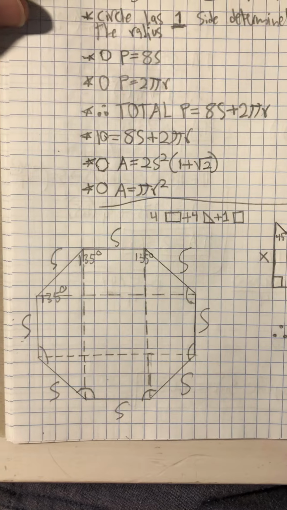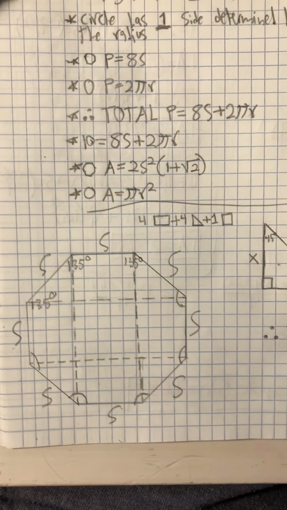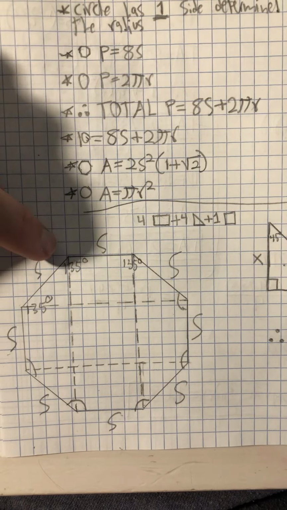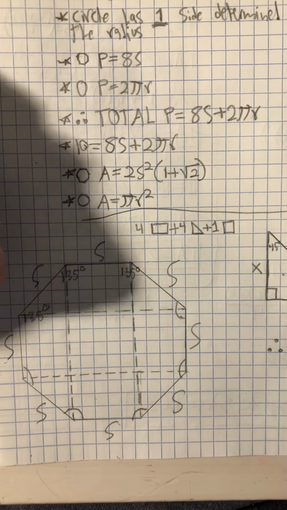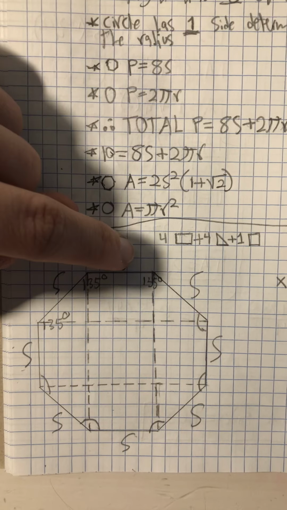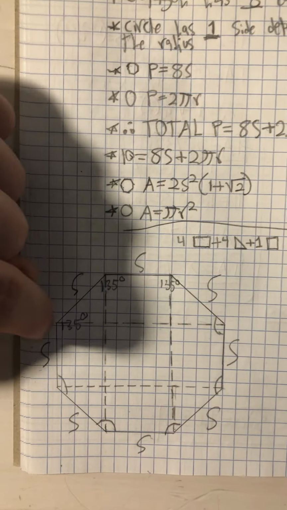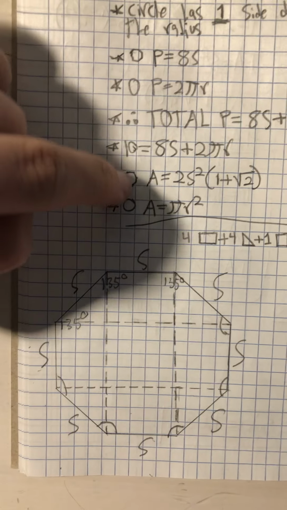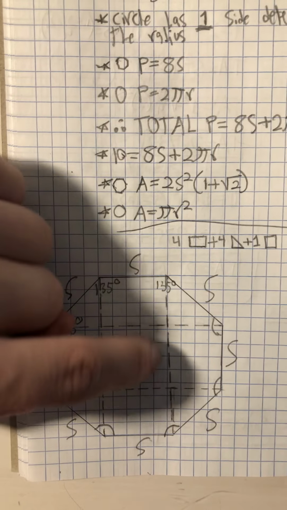So take this octagon I drew. Now everyone should know an octagon has 8 equal sides and 135-degree interior angles. That's the definition of an octagon. So look, I rewrote this. I wrote each side length as s, just to give it a variable. And you see how I drew these lines?